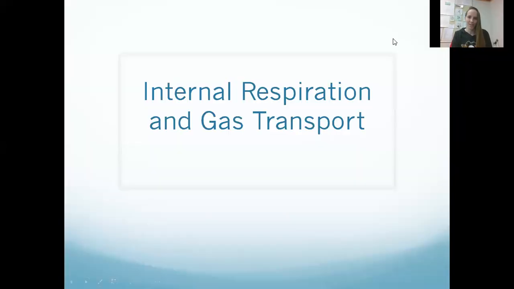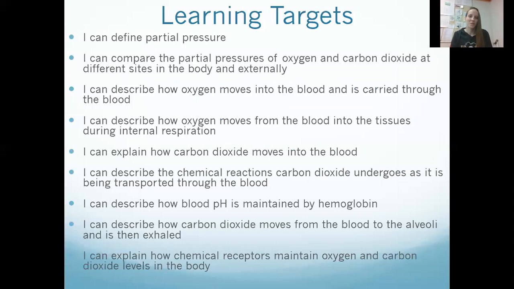Hey guys, so today we're going to be going over the second part of our respiratory system lesson by talking about internal respiration. So internal respiration is all about how gases get essentially from your tissues into your capillaries or vice versa. So we're going to be going over what partial pressure is and how it helps carbon dioxide and oxygen diffuse through your body.